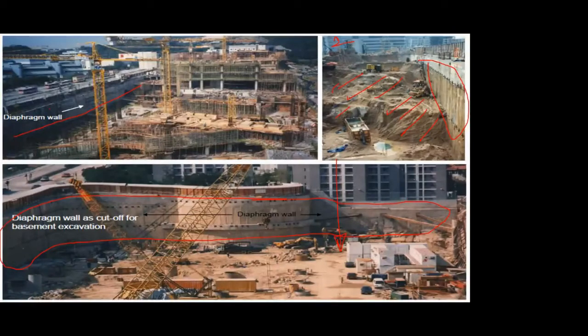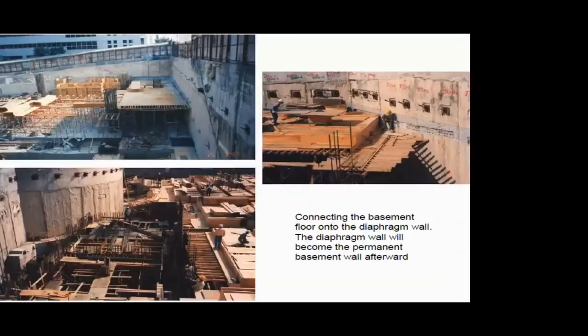Now this was an excavation for starting the basement of your building. So this diaphragm wall was acting as a cutoff between your excavated basement area and the adjoining area. All right, so that is the first application of the diaphragm wall that you can have. It acts as a cutoff barrier.